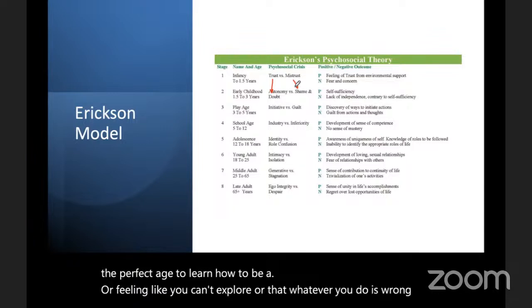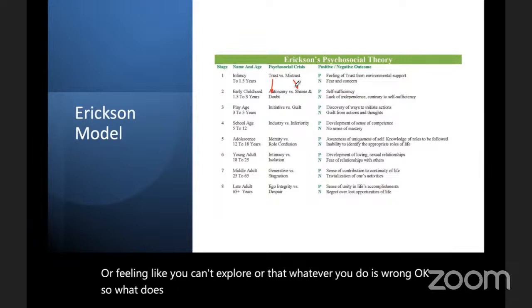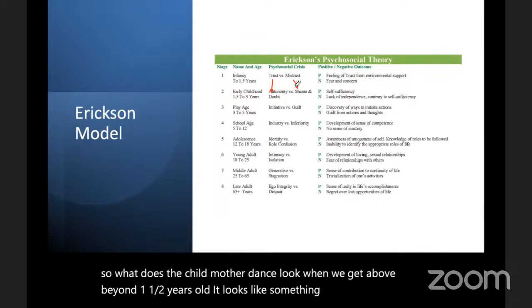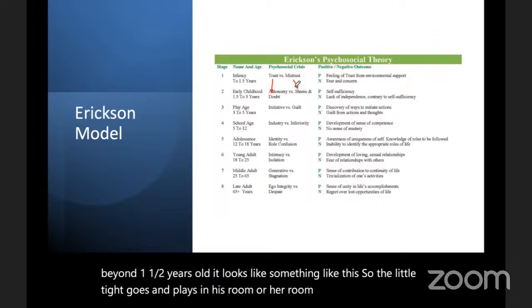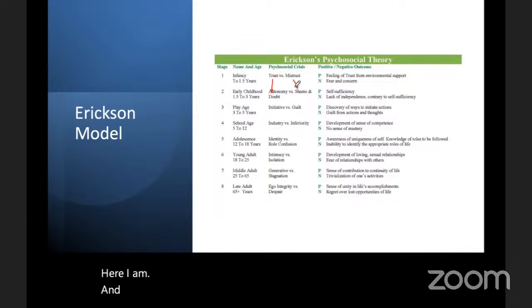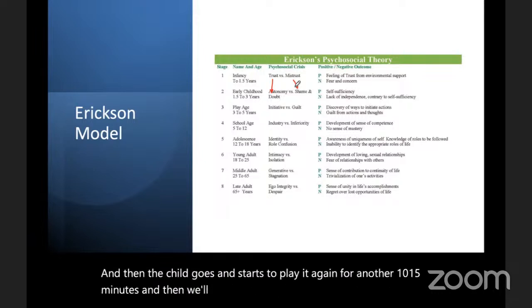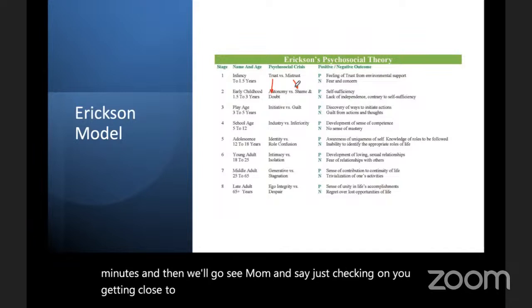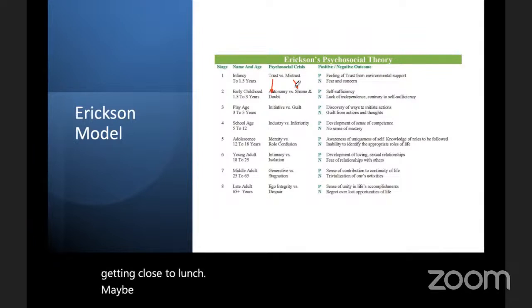So what does the child-mother dance look like when we get beyond 1.5 years old? It looks something like this. The little tyke goes and plays in his room or her room for 15 minutes and then goes and checks on mom and just says, "Hey, mom, here I am." Then the child goes and plays again for another 10, 15 minutes. Then they go see mom and say, "Hey, just checking on you, getting close to lunch, maybe something good." And then goes back and plays.